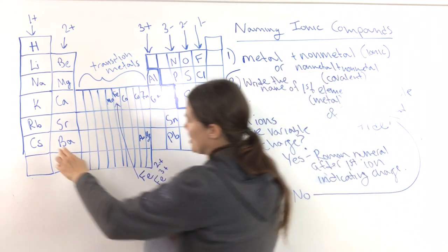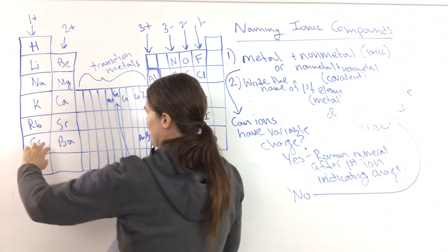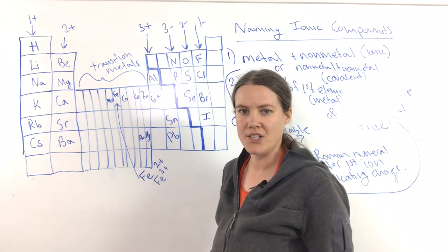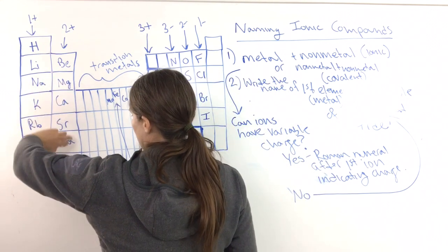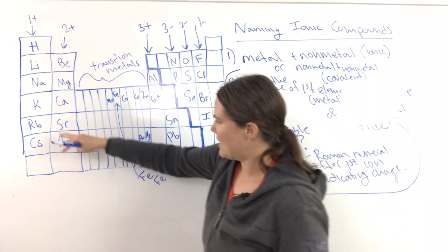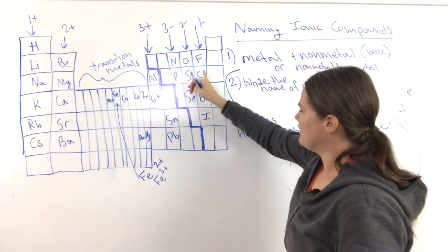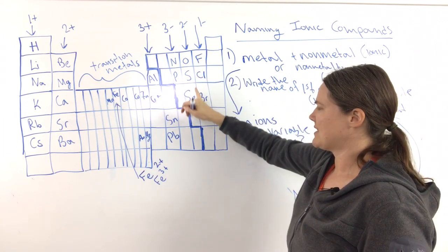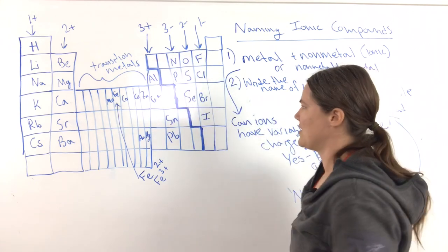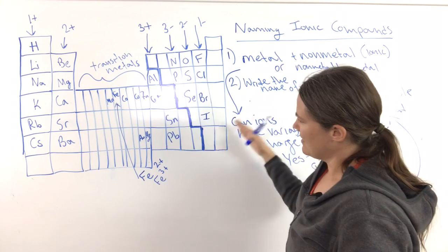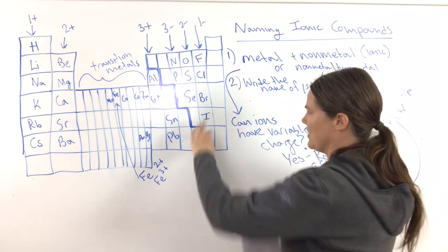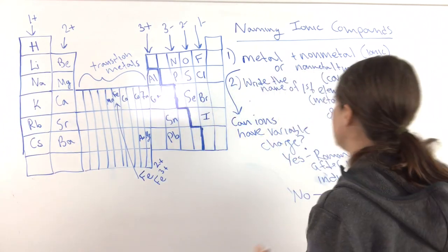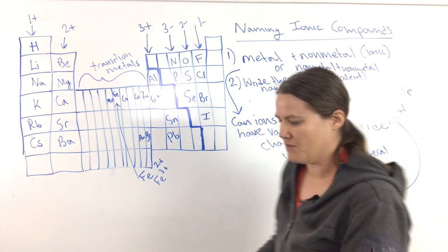So the ones that we know for sure don't form variable charges are, for instance, lithium, sodium, potassium, rubidium, and cesium, which always form a +1 charge. Beryllium, magnesium, calcium, strontium, and barium always form a +2 charge. And then fluorine, chlorine, bromine, and iodine always form a -1 charge. Oxygen, sulfur, and selenium always form a -2 charge. So if you see these common ones here, you know that they have just one charge, and so they go by the rules of what we talked about first.